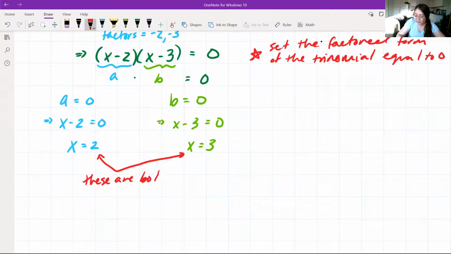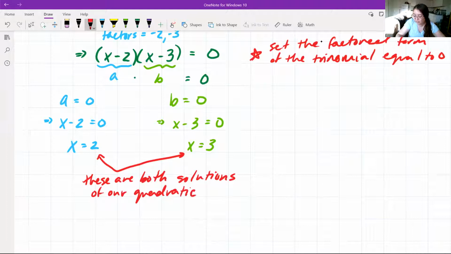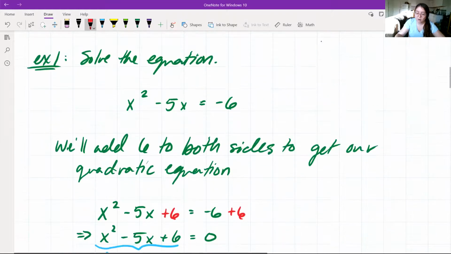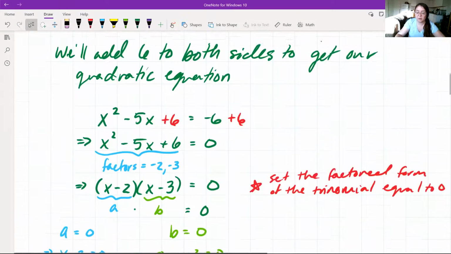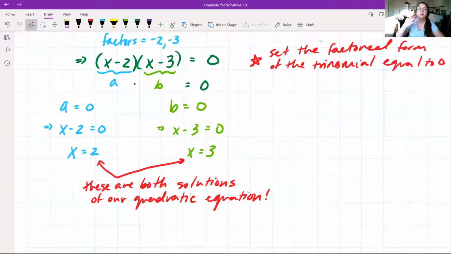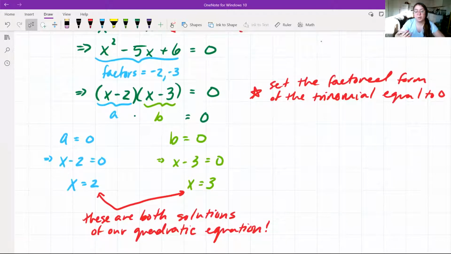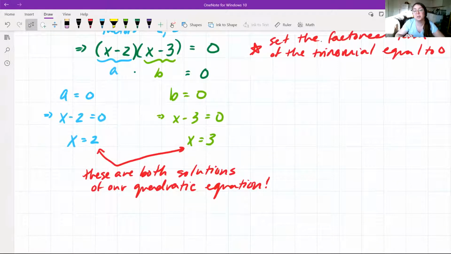These are both solutions of our quadratic equation. Our instructions were to solve the equation. But since we could factor our trinomial into two binomials, this means that we have two possible solutions. Our possible solutions are positive 2 and positive 3.